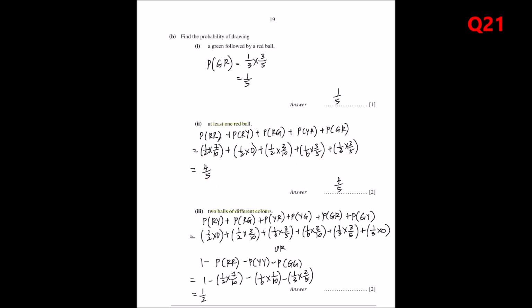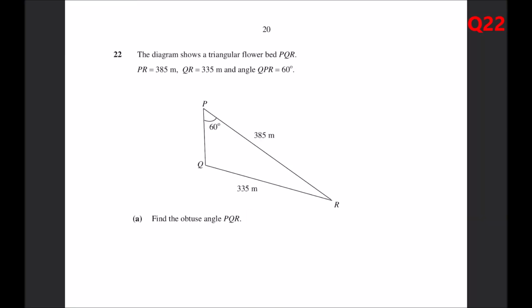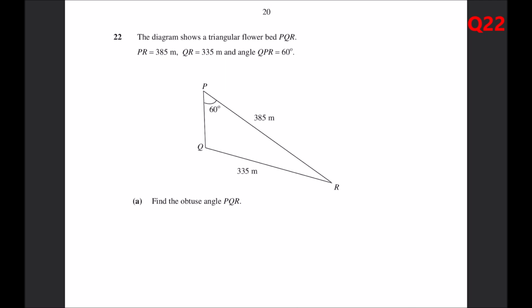Part 3 has 2 different ways of doing it. One is you add up the case where 2 balls are of different colors. So you can see that all these outcomes here are all of different colors. But the other way of doing it is you can also take 1 minus the case where both are red, minus the case where both are yellow, and minus the case where both are green. Both methods will give you the same answer, half. Alright, that's all.